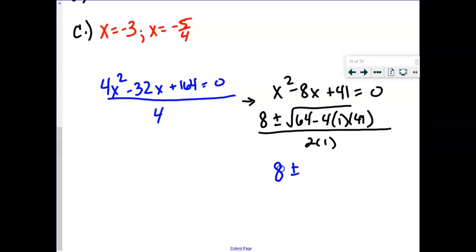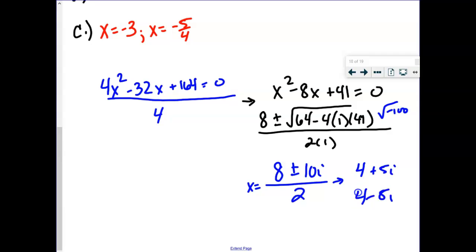Okay. So we have 8 plus and minus the square root of -100, because the discriminant's -100. What's another name for the square root of -100? 10i. So we have 2 solutions. We have x equals 4 plus 5i and 4 minus 5i. Ooh, that's a 5.